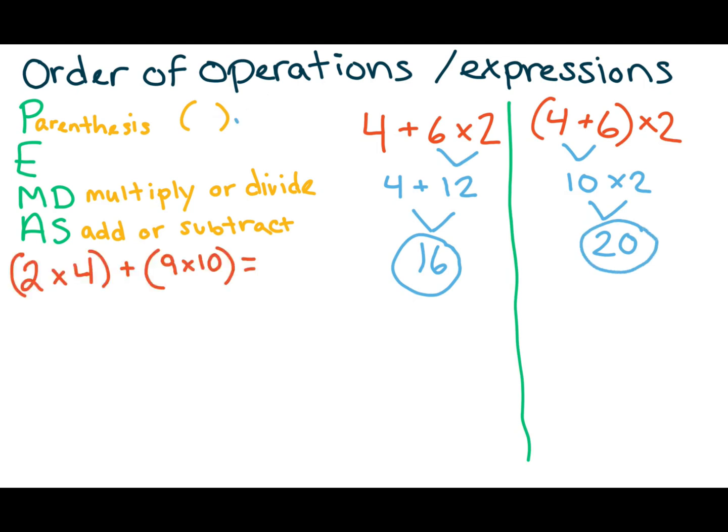What if there are two sets of parentheses? Well, in that case, you're just going to solve them straight across as you come to them. So for this one, 2 times 4 is 8, and 9 times 10 is 90. There's no multiplication or division, so we won't worry about that. But then we go on to do addition or subtraction. So we're going to add those two together. 90 plus 8 is 98, so our final answer, 98.